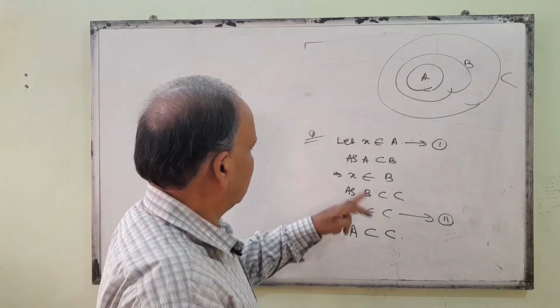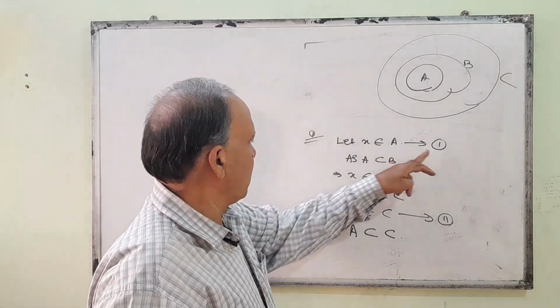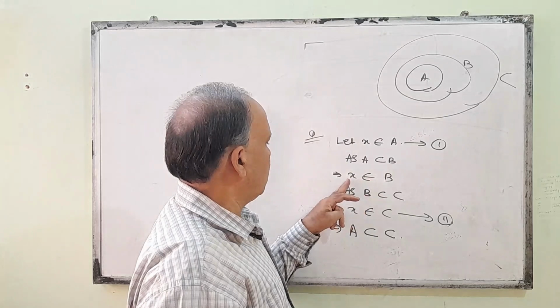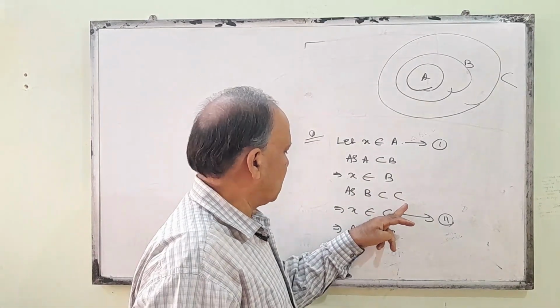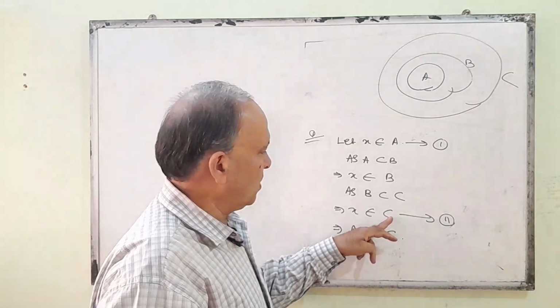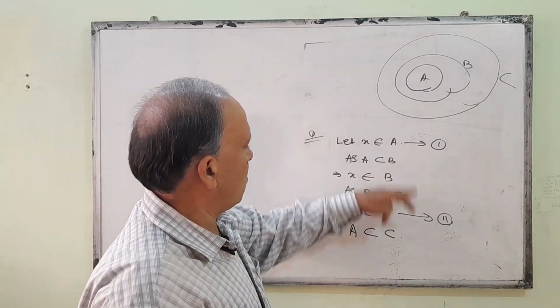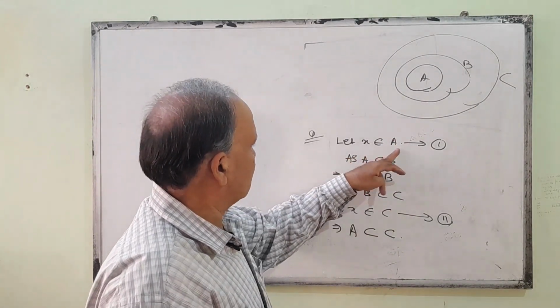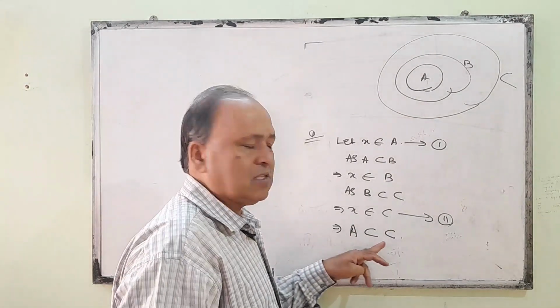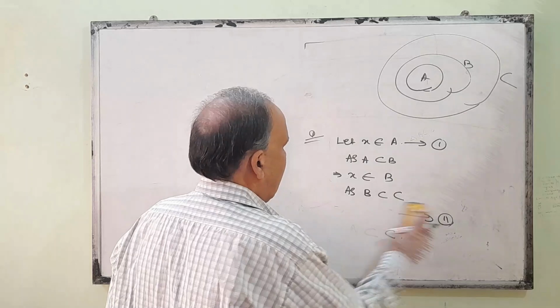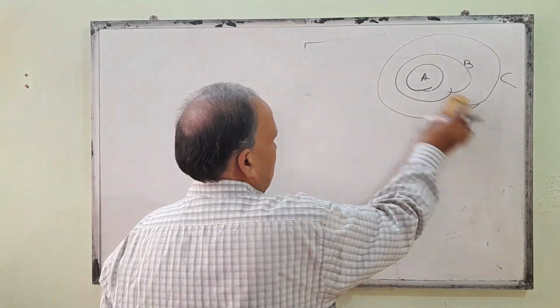Remember this. Let x belong to A; as A is a subset of B, x belongs to B; as B is a subset of C, x belongs to C. If we consider 1 and 2, it is clear that x belongs to A implies x belongs to C. So you can say A is a subset of C. This is the proof. This is your fourth property.